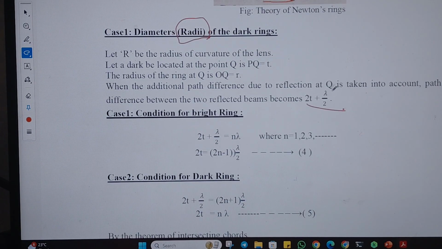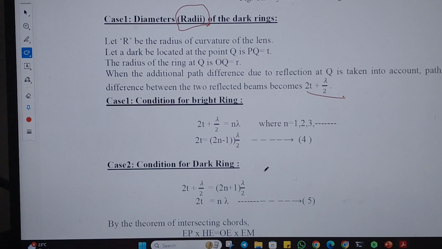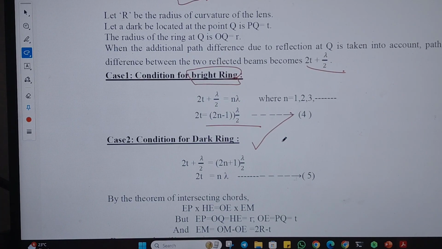So what is the condition for a bright ring? That is 2t plus lambda by 2 equal to n lambda, and 2t equal to (2n minus 1) lambda by 2, where n will be 1, 2, 3 and so on. Then what is the condition for a dark ring? That is 2t plus lambda by 2 equal to (2n plus 1) lambda by 2, that is 2t equal to n lambda.